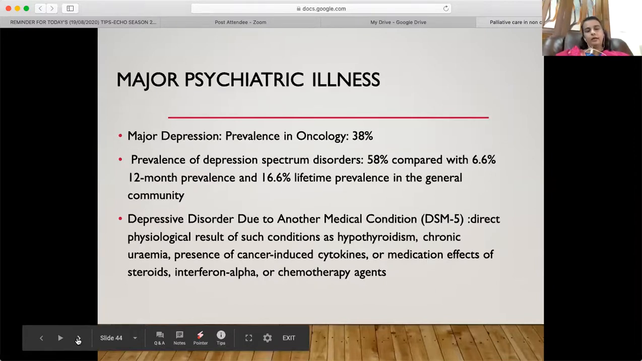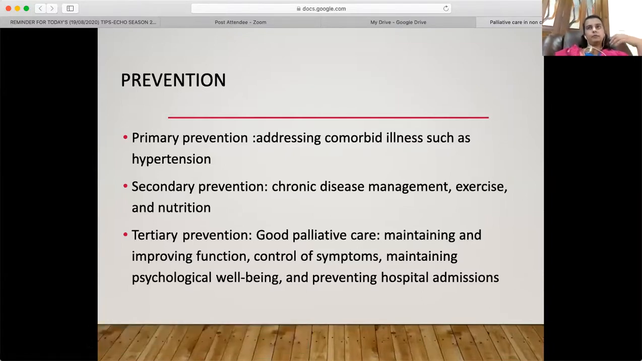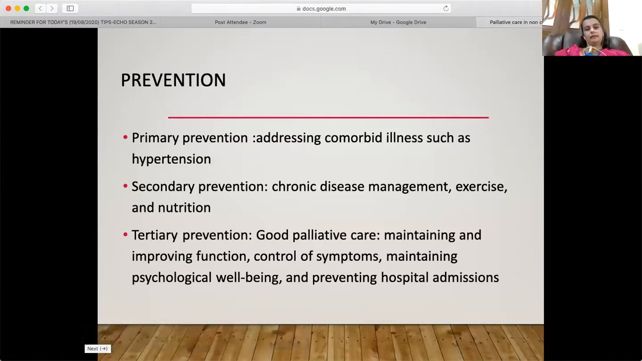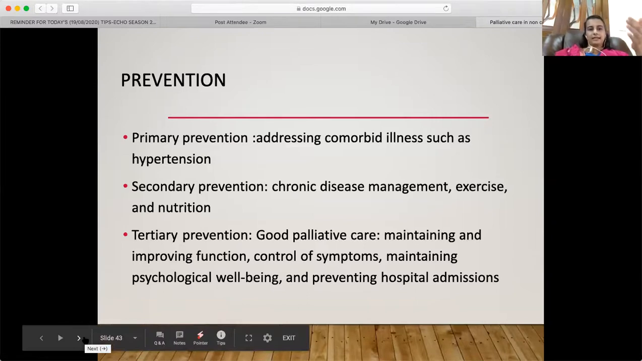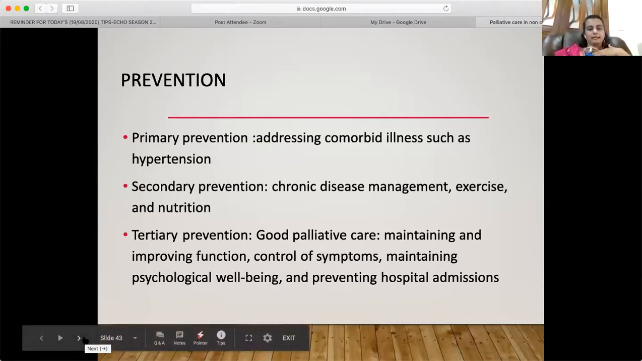Basically, with the major problems in the elderly, if you can manage certain symptoms at home, it's all the better than admitting an elderly patient to hospital, because they tend to get more resistant organisms and infections from the hospital than they do from the community. So it's always better to identify frailty in an older individual and do the primary, secondary and tertiary prevention, including good palliative care, and maintain and improve function, control the symptoms, maintain psychological well-being and prevent hospital admissions.